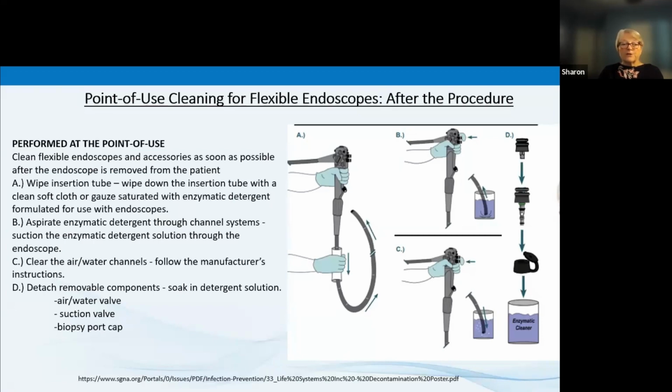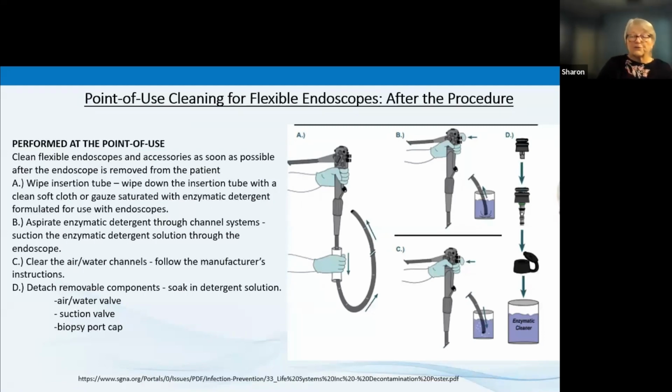And make sure you're following the manufacturer's instructions for use. And you can see the steps here. Make sure when you're washing it, you're using a cleaning solution that's formulated for the scope. When you suction that cleaning solution through channels, remember that dual channel scopes require aspiration of detergent through both channels. If there's any removable parts, you need to take those off and soak those in the detergent solution. And if you think you're going to have a delay, then you have to process for a delay per the IFU of that instrument.